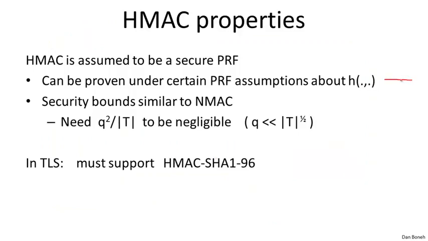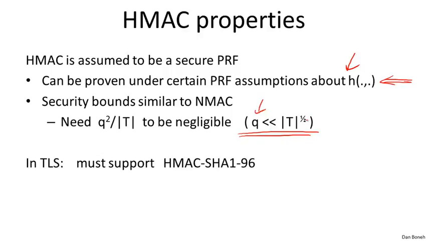And so as I said, HMAC can be proven secure under these PRF assumptions about the compression function h. The security bounds are just as they are for NMAC. In other words, you should not have to change the key as long as the number of messages you're MACing is smaller than the size of the output tag to the 1/2. But for HMAC SHA-256, the output space is 2^256. The square root of that would put us at 2^128, which means that basically you can use HMAC SHA-256 for as many outputs as you want, and you'll always maintain security.